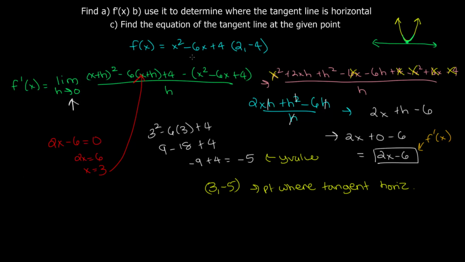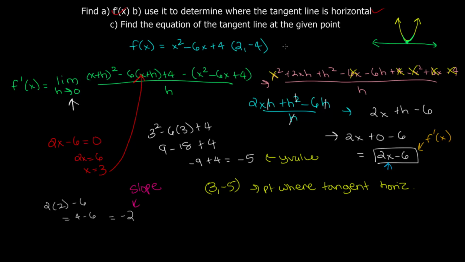So now we did part A, we did part B, now let's move on to part C. Find the equation of the tangent line at the given point. So essentially what we're going to do is plug this into the derivative to give us the slope of this particular line. So if we plug in 2, we get 2 times 2 minus 6, which is equal to 4 minus 6, which is equal to negative 2. So this is going to be equal to the slope.